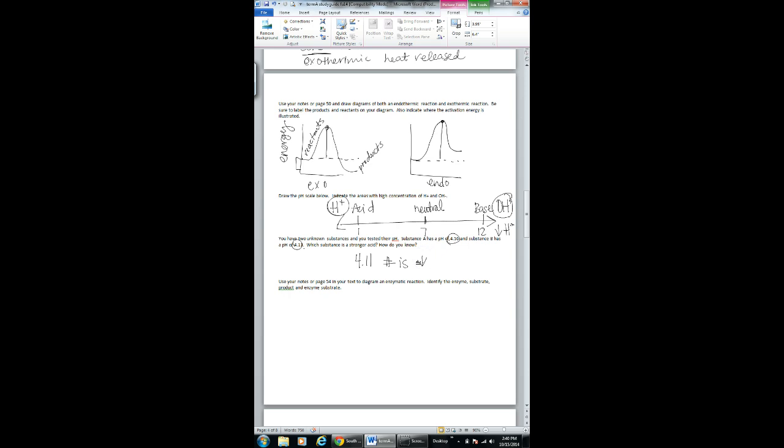Okay, your notes on page 54 in your textbook are about an enzyme reaction. What we really want to talk about is labeling this. In your book we have a little enzyme that maybe looks like this, and you'll see these drawn a variety of different ways, and this is the actual enzyme. This is where our chemical reaction is going to take place, in here, and then we call this the activation site.